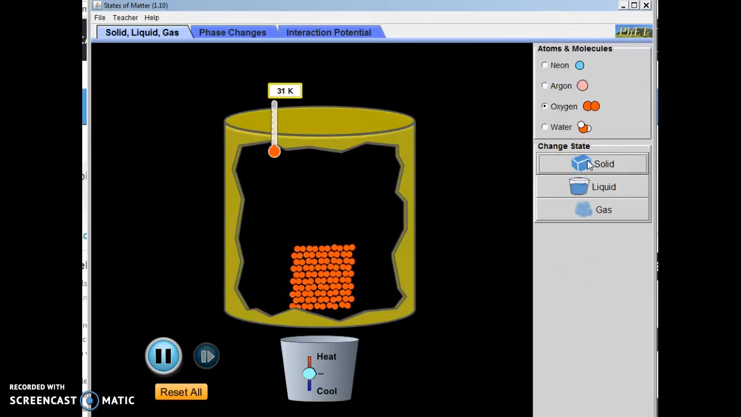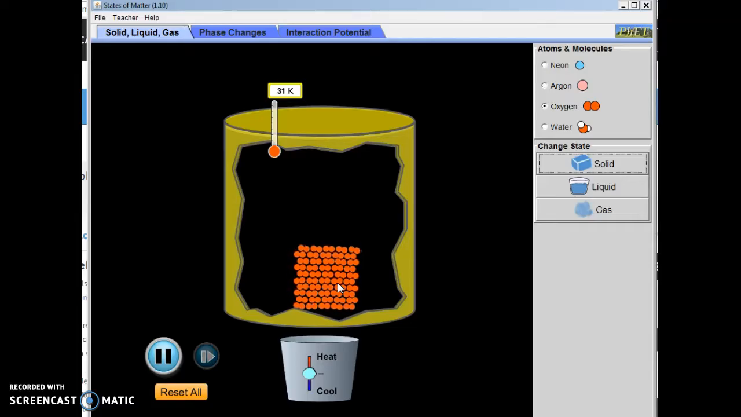The particles of a solid are going to be arranged in a tight, regular pattern. Those solids are going to move very slowly. If you notice, the movement here is very slow. They don't go out of order. They're very arranged, very, very tightly packed.